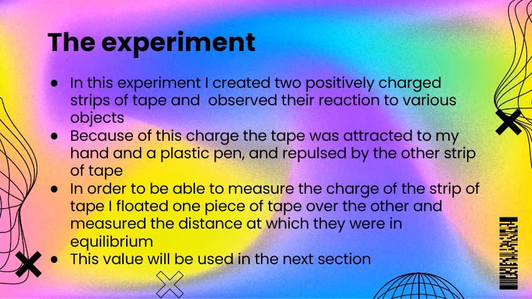And for the experiment, I created two positively charged strips of tape and observed the reaction of various objects. Because of this charge, the tape was attracted to my hand and a plastic pen, which both have negative charges, and was repulsed by the other positively charged strip of tape. And in order to be able to measure the charge of the strip of tape, I floated one piece of tape over the other and measured the distance at which they were in equilibrium, and this value will be used for my GlowScript code.